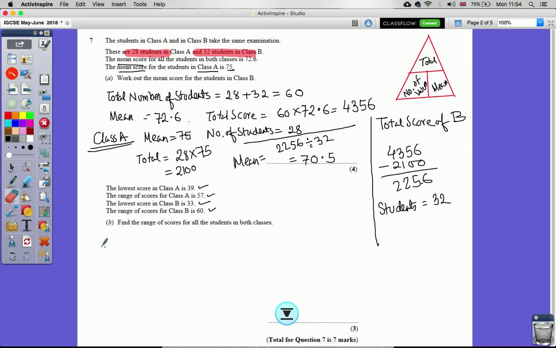Okay, so what is the highest in class A? That is going to be 39 plus 57, because range is the highest value minus the lowest value.